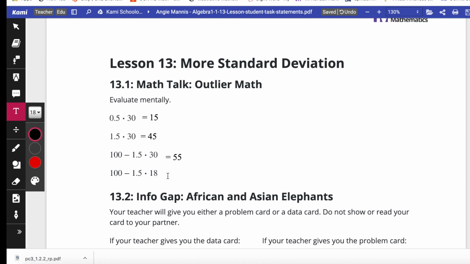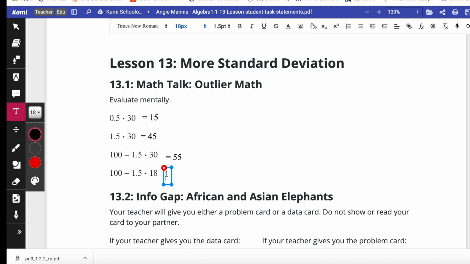And the last one, you have 100 minus 1.5 times 18. So looking at 1.5 times 18 first, 1 times 18 is 18. Half of 18 is 9. So 18 plus 9 gives you 27. And then you have to do 100 minus that. So you should have gotten that it is 73.